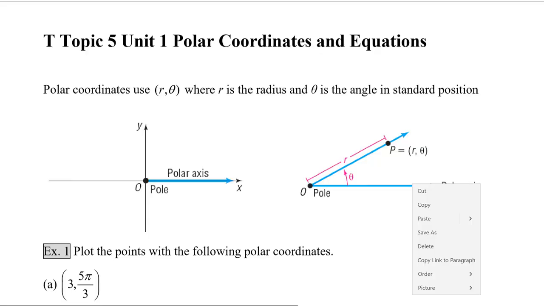Welcome to Topic 5, Unit 1, Polar Coordinates and Equations. You should have seen from the Desmos investigation that polar coordinates use r and theta to describe a point, where r is the radius and theta is the angle in standard position.